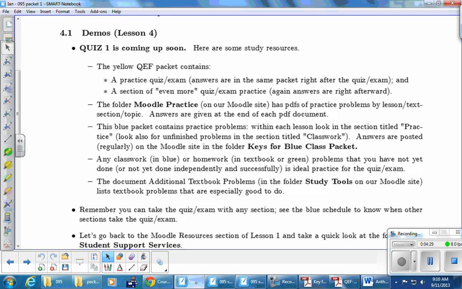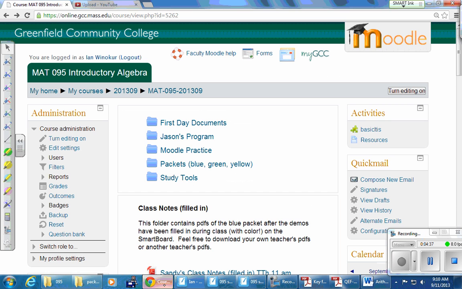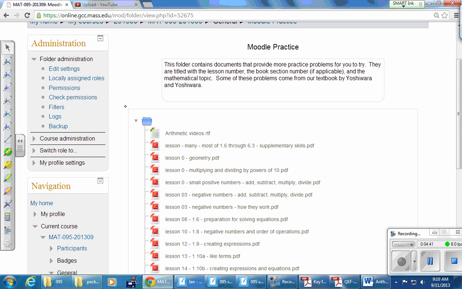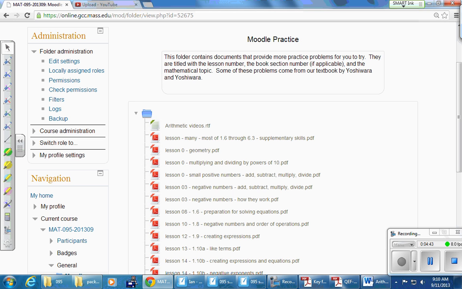Okay, coming back here. There's a folder on Moodle called Moodle Practice. We looked at it before. We'll just flash it up here again. Moodle Practice has a whole slew of PDFs in it that reference lesson numbers that we've covered. You can check them out for more practice on specific lessons.